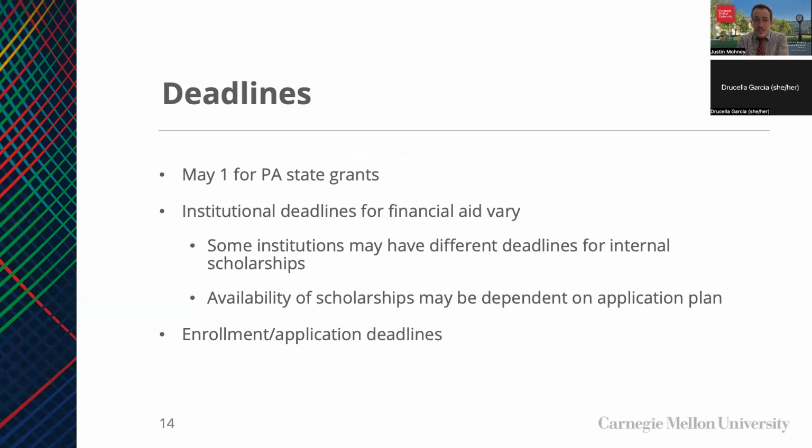and that you want to keep in mind not only college or university timelines, but also government timelines here. So here in the state of Pennsylvania, there's a May 1st deadline for applying to be eligible for Pennsylvania state grants. This timeline, though, is very different in different states.